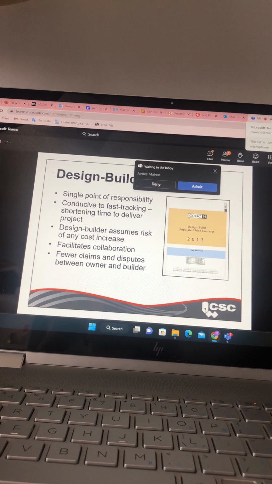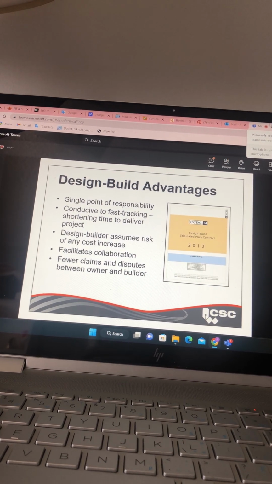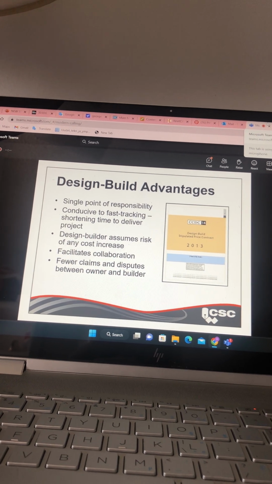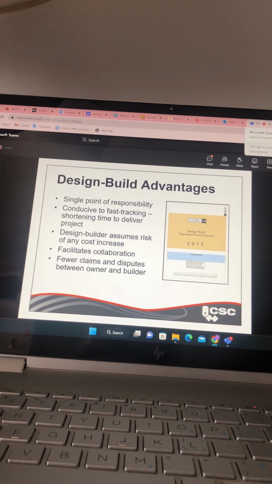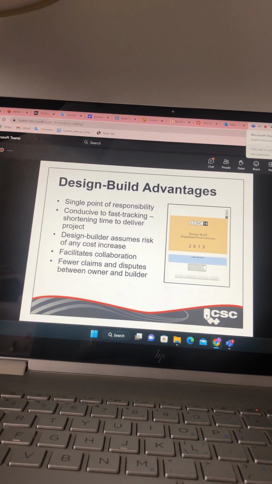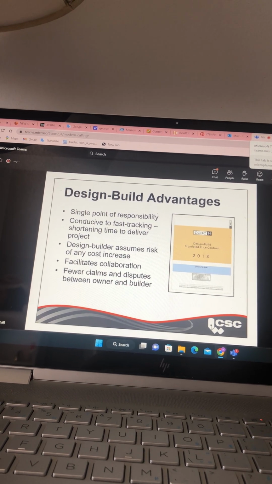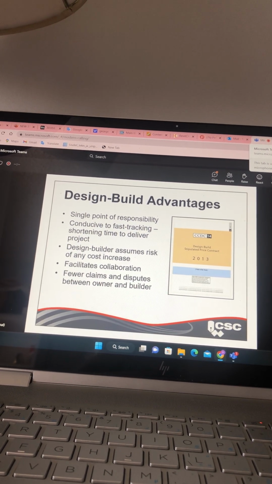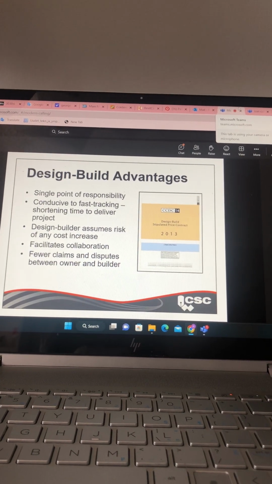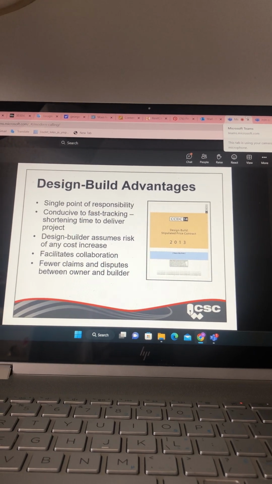This method is very conducive, ladies and gentlemen, very conducive to fast tracking or shortening the time to deliver the overall project. And the design builder assumes all risks for any cost increases, and I will explain that in just a moment. It facilitates a lot of collaboration between the consultant and the contractor and lends itself to fewer claims and disputes between the owner and the overall builder.